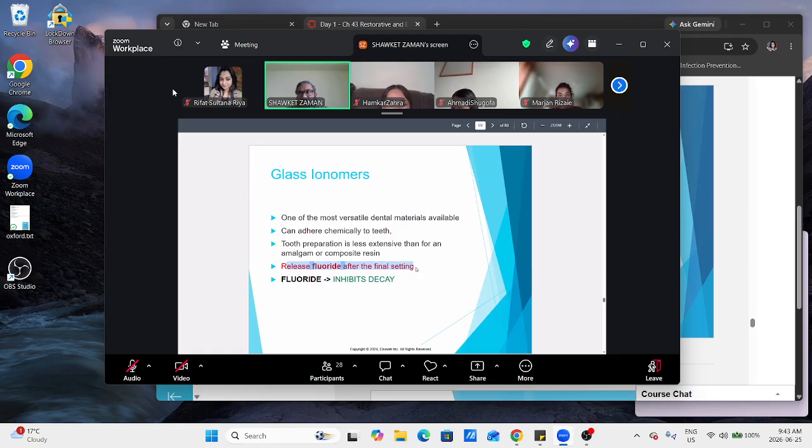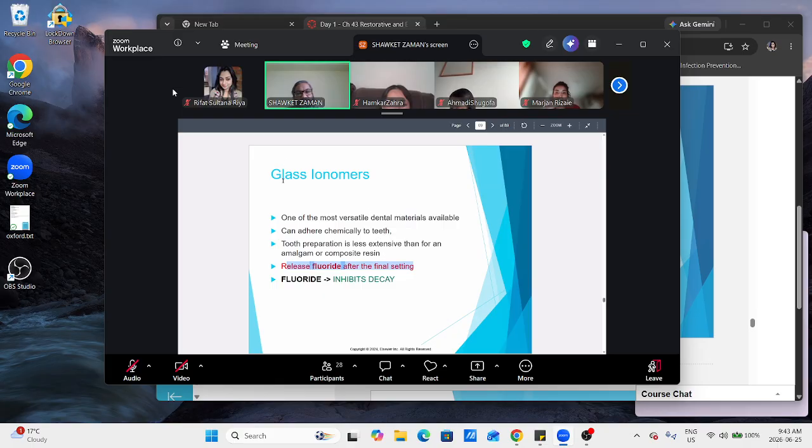And we know that fluoride plays a very important role in the prevention of dental caries. That's why we use fluoridated toothpaste every day when we brush our teeth. We drink water which contains fluoride. Fluoride plays a very important role in caries prevention, and it converts the hydroxyapatite into fluoroapatite. That's why it is very important to know.